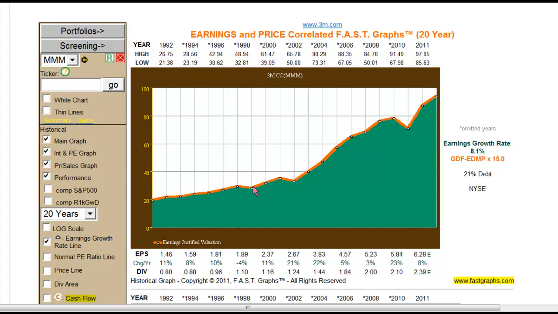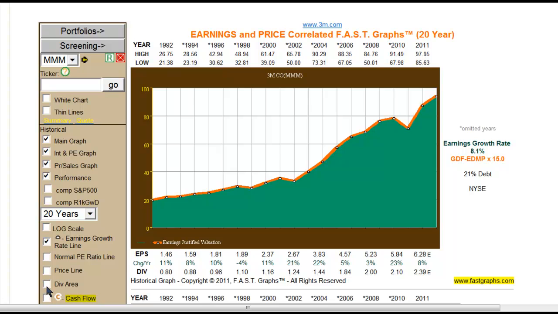The orange line represents the earnings justified valuation line, and this is simply a plotting of 3M's earnings. As you can see, 3M has grown earnings at 8.1% per year on average since calendar year 1992. For most companies, this line would represent the line that the stock price would correlate to. However, with a company like 3M Corporation, we're going to soon show that the dividend becomes an important component of valuation.